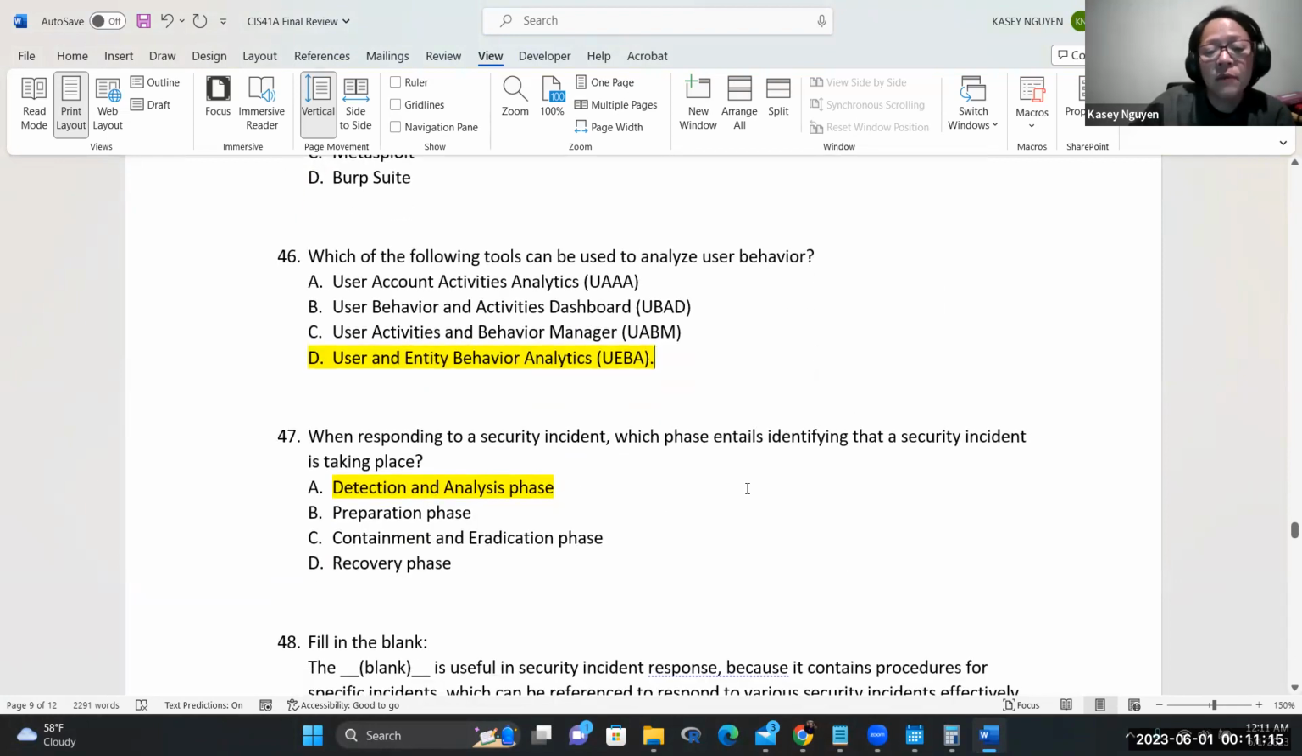47. When responding to a security incident, which phase entails identifying that the security incident is taking place? And that is the detection and analysis phase. So in security incident response, identifying a security incident is part of detection. And then once we identify the incident, we would then classify it and then analyze it.